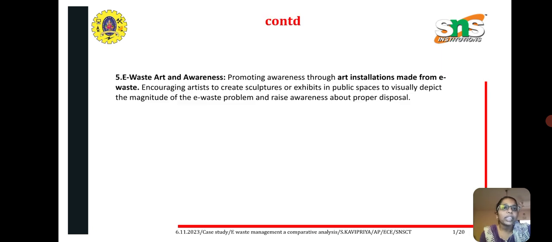And last one, e-waste art and awareness. Promoting awareness through art installations made from e-waste. Encouraging artists to create sculptures or exhibits in public spaces to visually depict the magnitude of the e-waste problem and raise awareness about proper disposal.